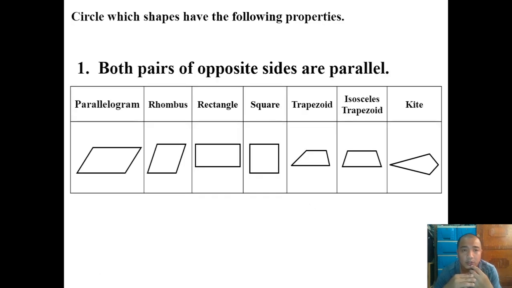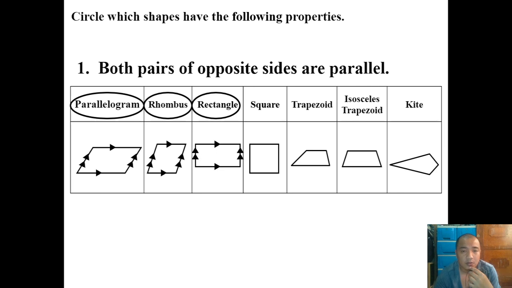Circle which shapes have the following properties. Both pairs of opposite sides are parallel. Okay, parallelogram. Yes, both sides are parallel. Both pairs of opposite sides are parallel. That's two pairs, so parallelogram. A trapezoid is not possible, only one pair. Rhombus also. Rectangle also. And square.